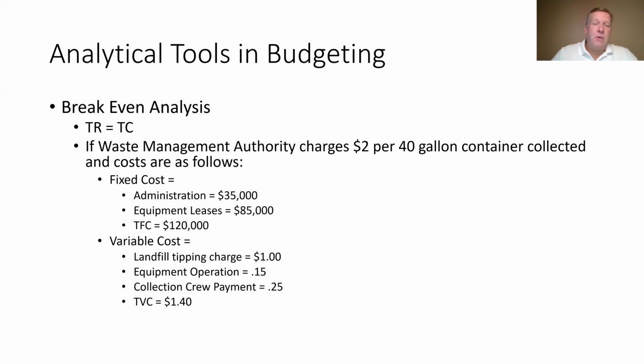In terms of our variable costs, again, remember variable costs are costs that will change depending upon the amount of the quantity you are producing. So let's assume we have a landfill tipping charge of $1 per container. We have a 15-cent equipment operation cost per container, and we have a 25-cent per container collection crew payment. You add all that up and you have total variable costs of $1.40 per container that you are collecting.